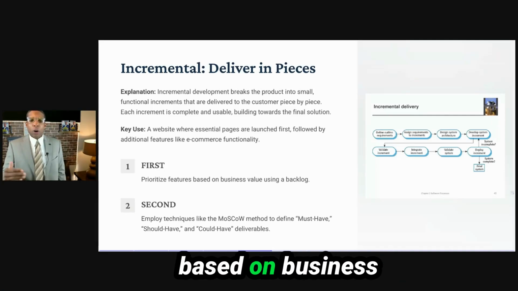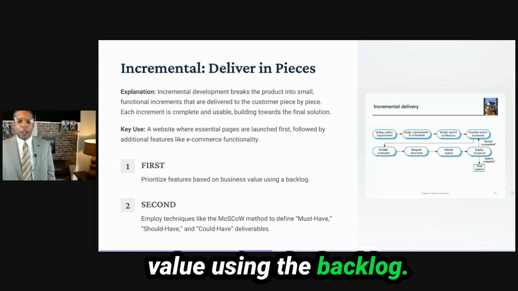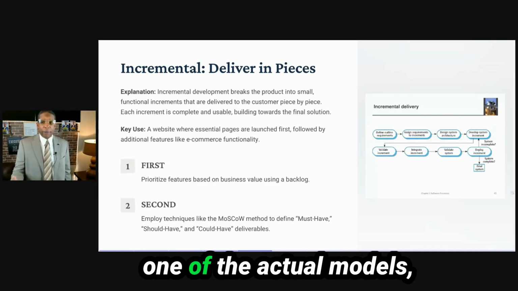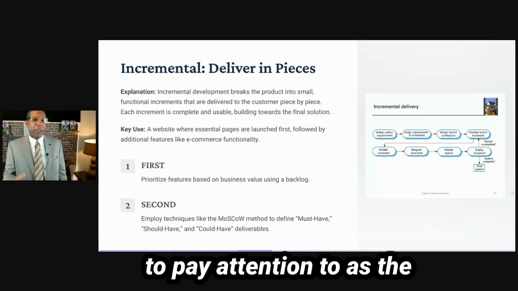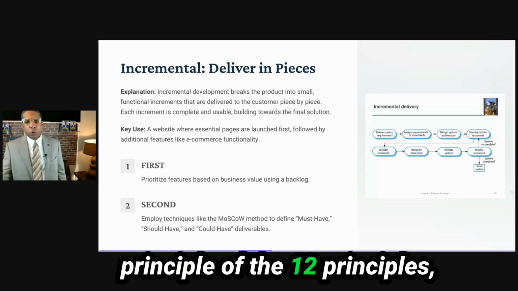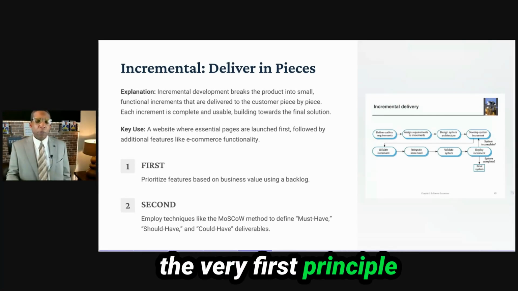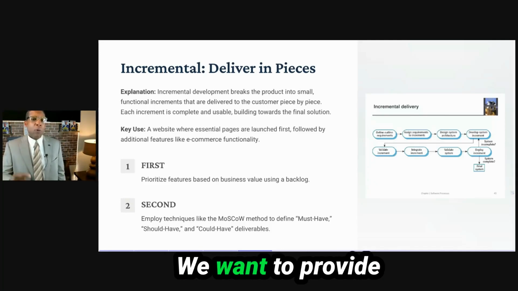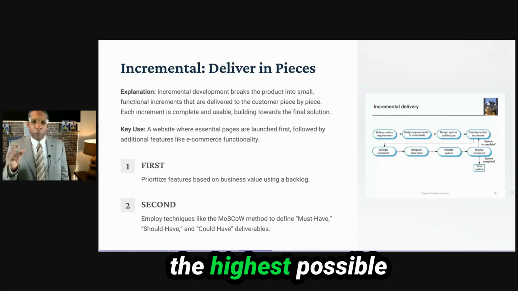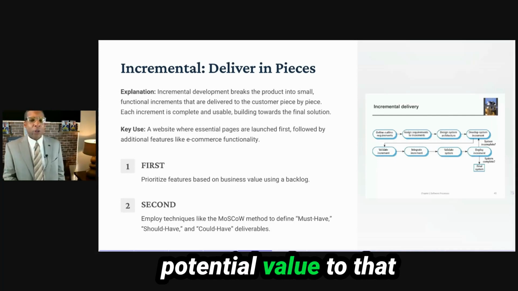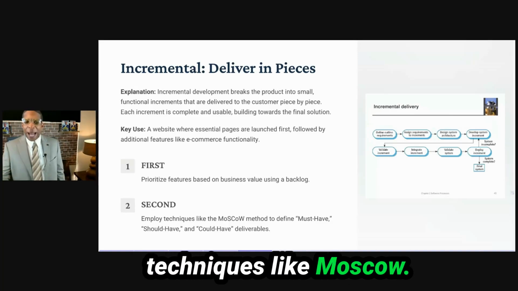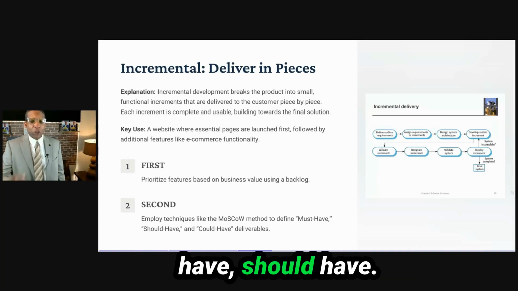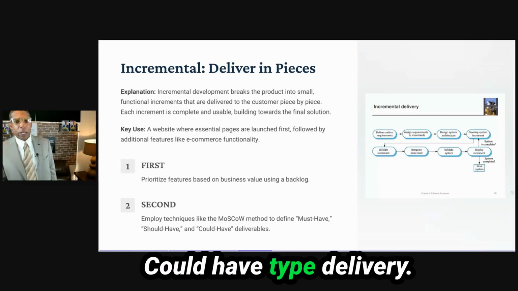Prioritize features based on business value using the backlog. Remember, one of the biggest things we need to pay attention to is the 12 principles. The very first principle is about the customer. We want to provide the highest possible value to that customer. Second, employ techniques like MoSCoW. This is a must have, should have, could have type of delivery.